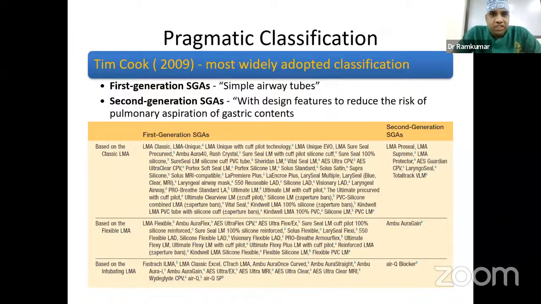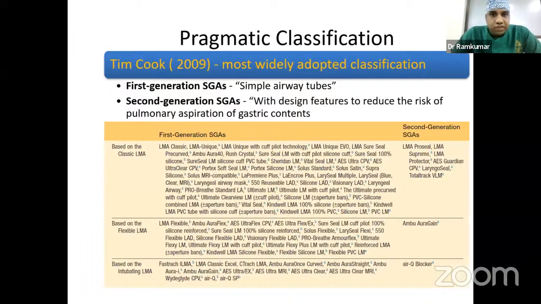Whereas the second generation devices have features to reduce the risk of pulmonary aspiration, thereby preventing a lot of complications. There are n number of first generation devices which are slowly going out of practice. Currently in Indian centers, we tend to use LMA Classic or LMA Unique, AMBU, LMA Flexible or AMBU again. But of the second generation devices, we have only a few, like LMA ProSeal, LMA Supreme, LMA Protector, AMBU again, or a Baska mask or an RQ blocker.